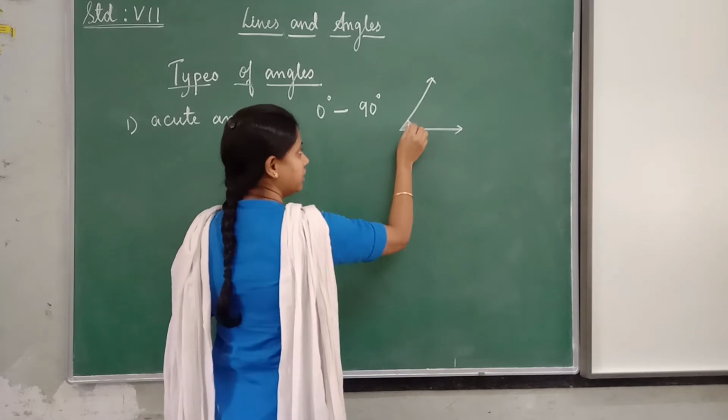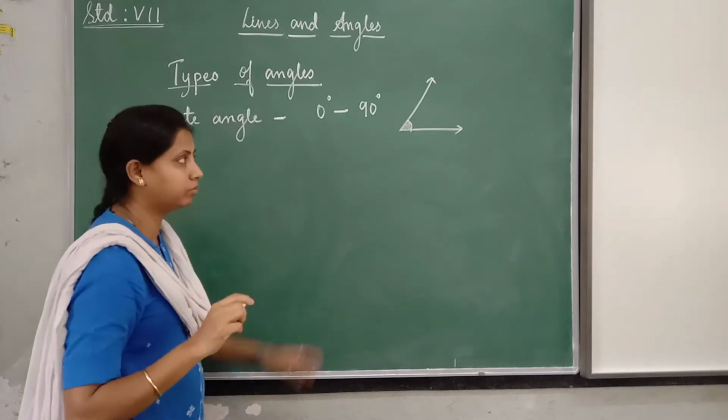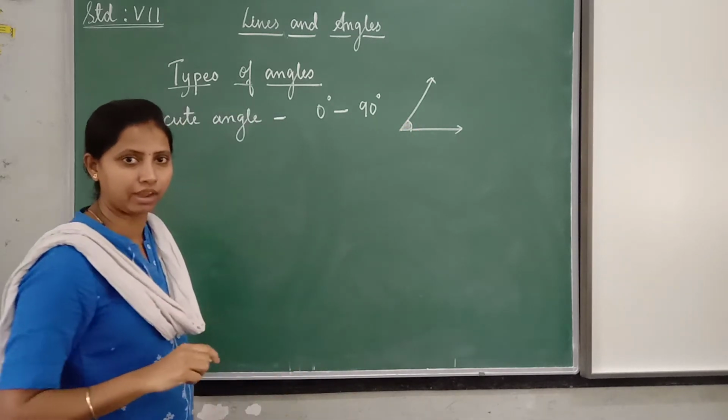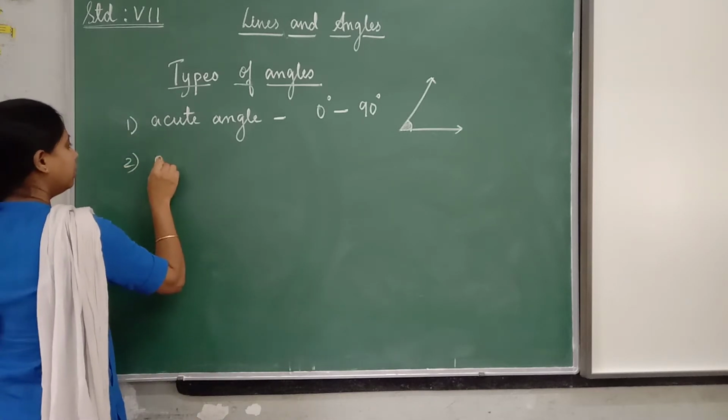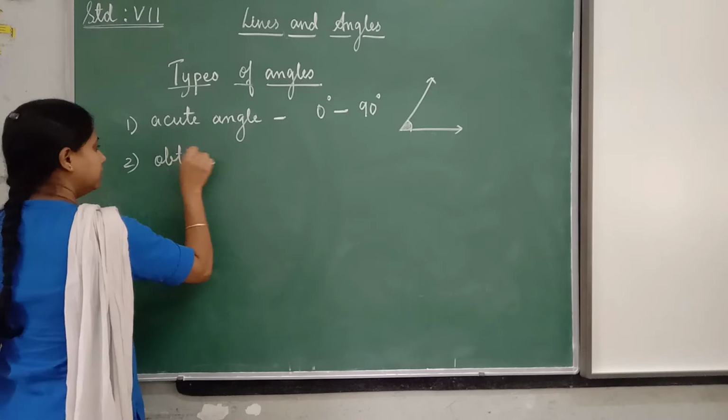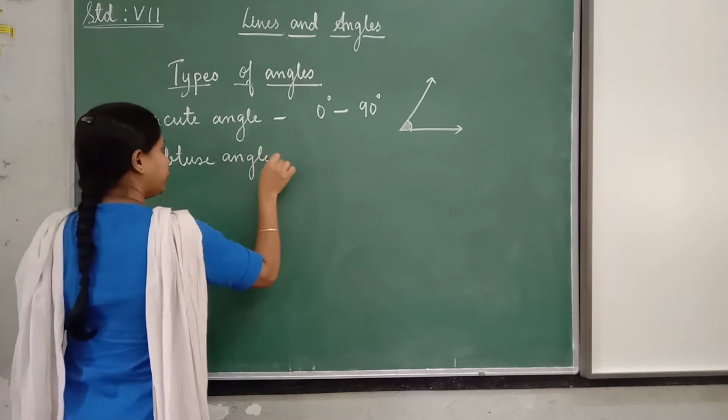Okay, based on this you must be able to identify with the figure also which type of angle it is. Okay, then next coming to obtuse angle. What do you mean by obtuse angle?